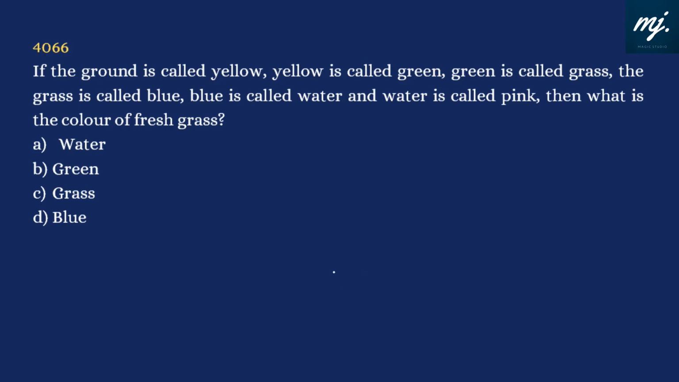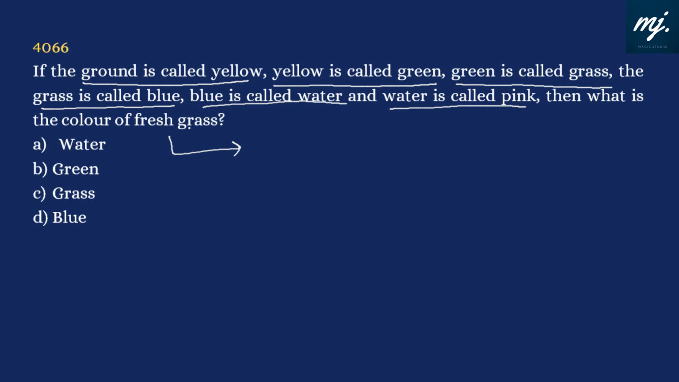And again, this is this type of question, and one question was there out of all 15 questions on each screen. I've selected 2 which were regularly making rounds. If the ground is called yellow, yellow is called green, green is called grass, the grass is called blue, blue is called water, water is pink. And what is the color of fresh grass? You know, the color of fresh grass is green.